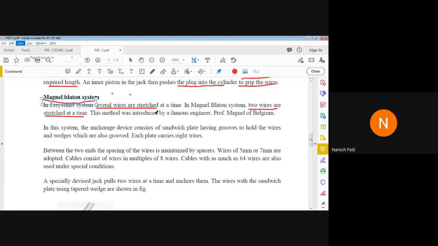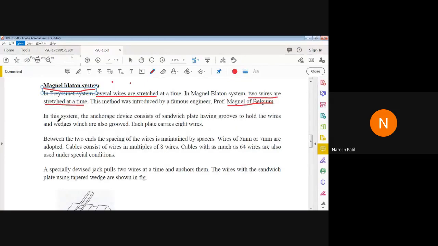This method was introduced by the famous engineer Professor Mangel, Belgium. So that's why it is called Mangel-Blatton. Okay. In this system, the anchorage device consists of a sandwich plate. Okay, sandwich plate. So there in the first it was a plug.